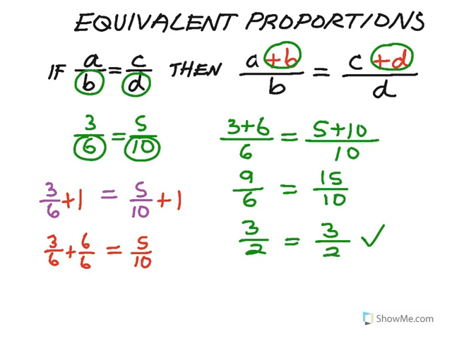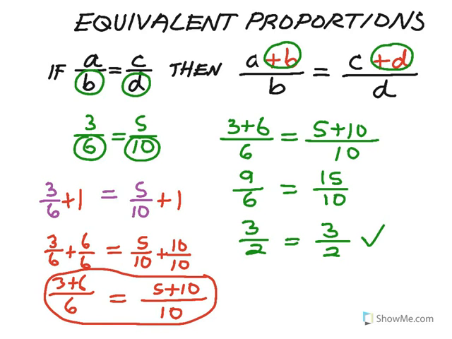Now, how would I say 1 in 10ths? I would call it 10/10. Okay, and then when I'm writing the left side all over the common denominator of 6, I get my 3 plus 6 over 6. And on the right, when I'm writing this both over 10, I get 5 plus 10 over 10. And as you can see, this is exactly what we wrote here when we just applied the property. So that's another form of equivalent proportions.